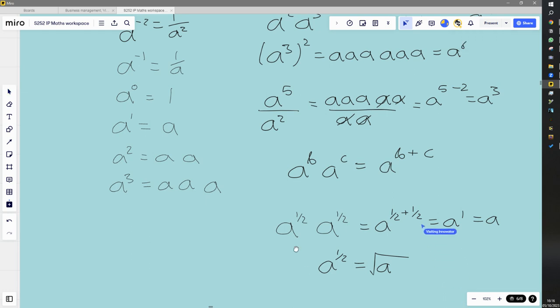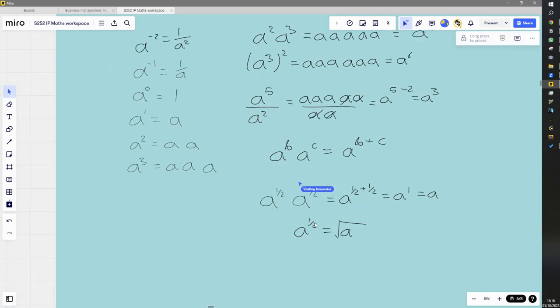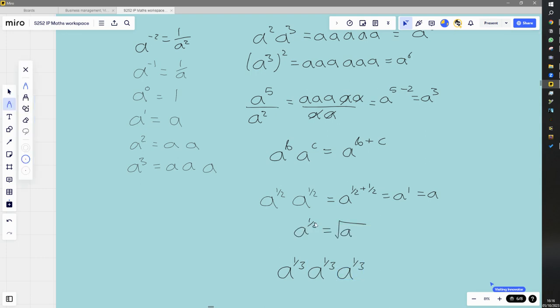So does it mean then that a to the power of a third means the cube root of a? That would be a good guess, wouldn't it? Let's see if it makes sense. A to the power of a third, multiplied by a to the power of a third, multiplied by a to the power of a third, should be equal to a to the power of 1/3 plus 1/3 plus 1/3, in other words, a to the power of 1, or in other words, a.